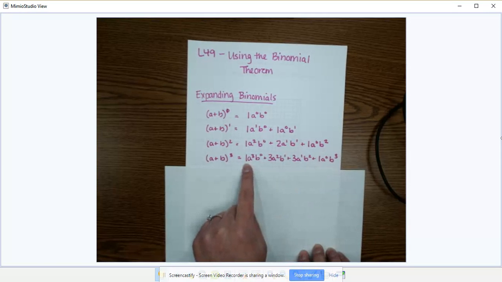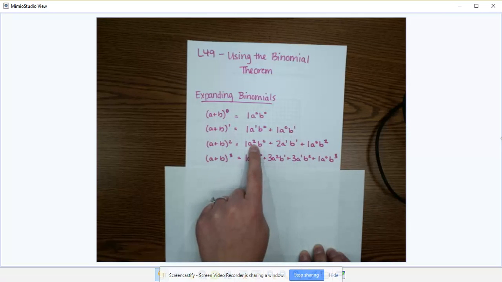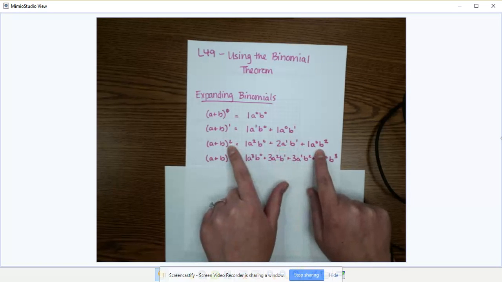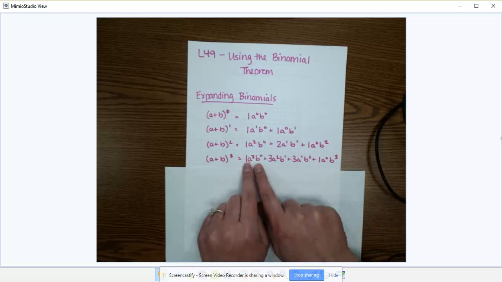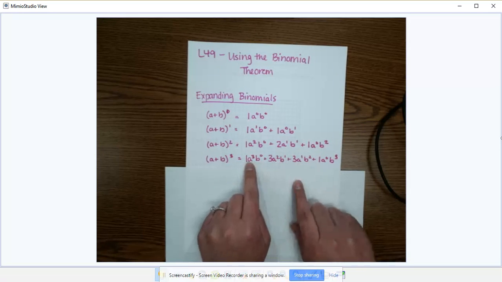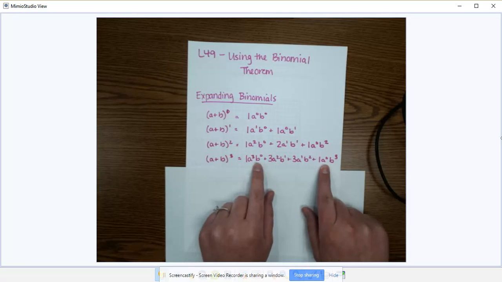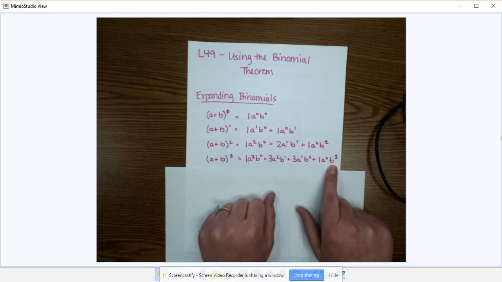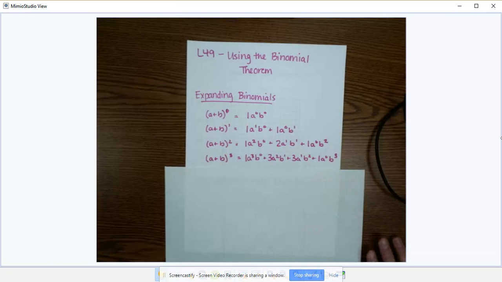But as far as our variable goes, we have an a to the first, which correlates to our power. B to the first correlates to our power. Here we start with a squared. Our middle term has one of each. Our last term, the b has 2. Okay, so our first variable is decreasing powers each time: a cubed, a squared, a to the first, a to the 0. Our second variable is increasing: b to the 0, b to the first, b squared, b cubed.